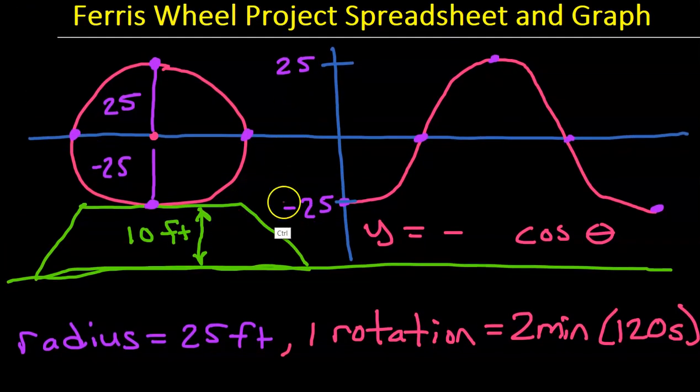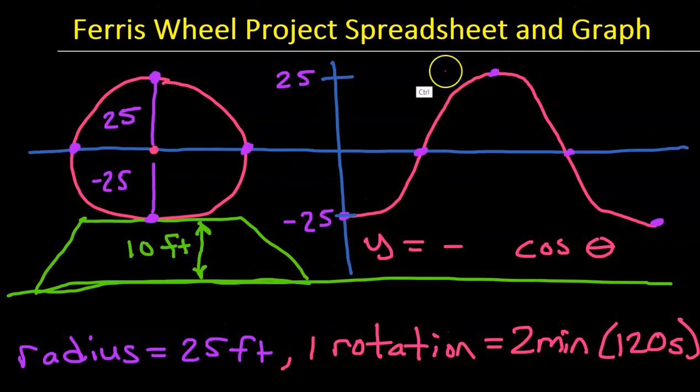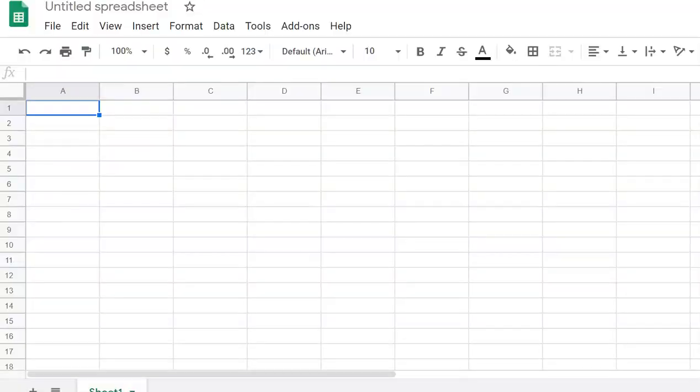So what is the high and the low on this picture? Well, the high is 25 and the low is -25. That means that the amplitude is 25, so we need a 25 right here. That's why I left this space. So this is the equation that we're going to use on our spreadsheet: y equals -25 times cosine of the angle. All right, so let's jump over to the spreadsheet.